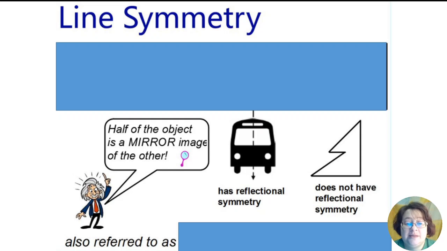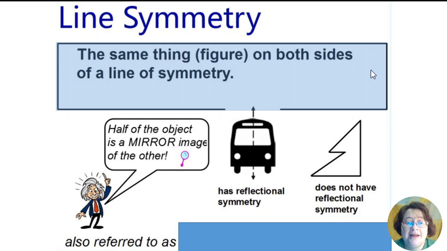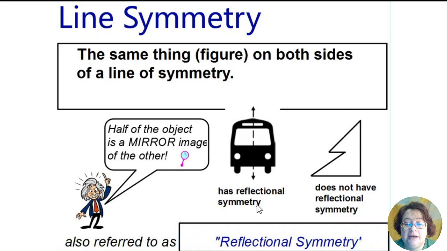Now, line symmetry means you have the same thing or figure on both sides of a line of symmetry. So half of the object is a mirror image of the other half. For example here, this bus has reflectional symmetry, which is another word for line symmetry.